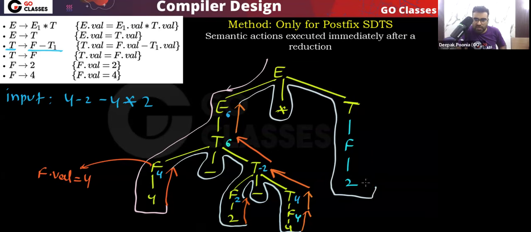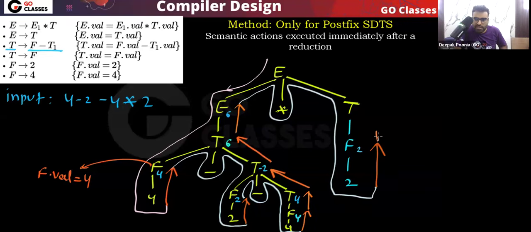Here you can notice that this 2 is reducing to f. Immediately after this reduction, the corresponding semantic action we will perform. So f.value will be equal to 2. Here f.value will become 2.